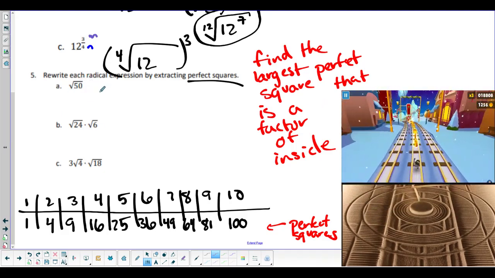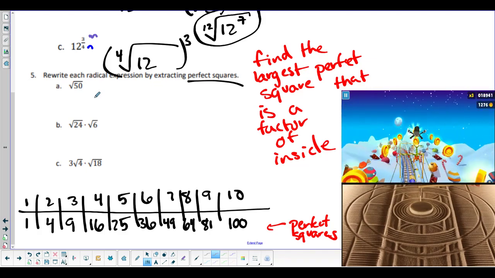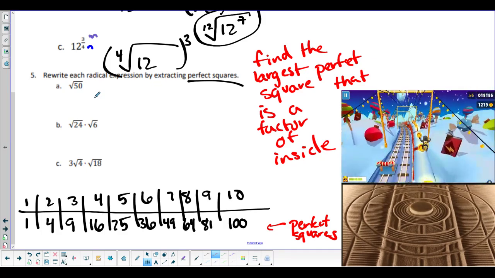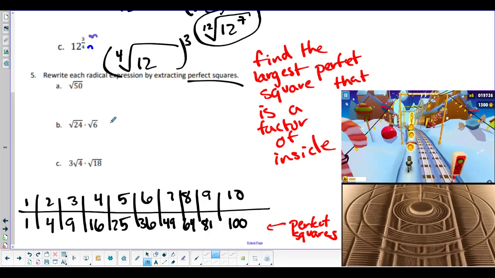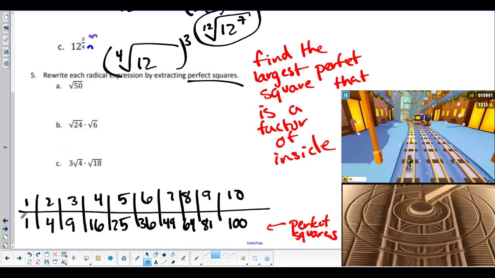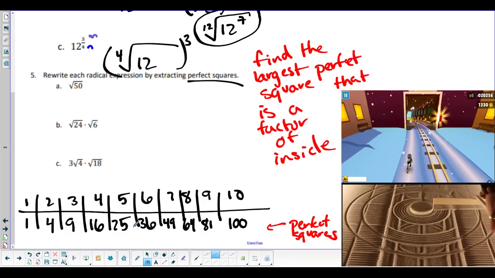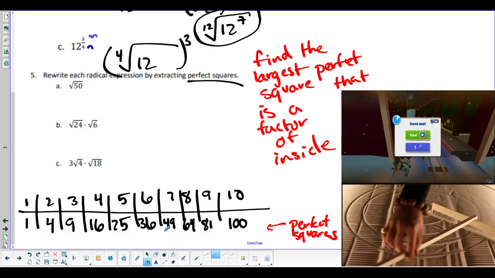What I mean by factor is it divides evenly into 50. And so what I would do in your calculator if you're stuck is to just take 50 and start dividing it by these numbers on the bottom. You might think 49 because it's the closest number to 50.